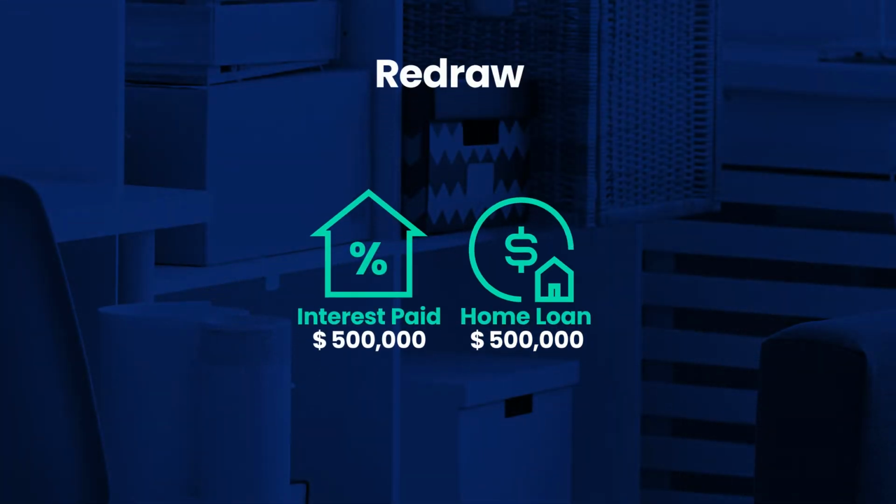Now redraw is when you make loan repayments or additional contributions above and beyond the minimum amount required per month into your home loan. So in both of these examples, they have the same effect, you only pay interest on the $400,000. So why are they substantially different then? Well, it comes to looking at them from a tax perspective.